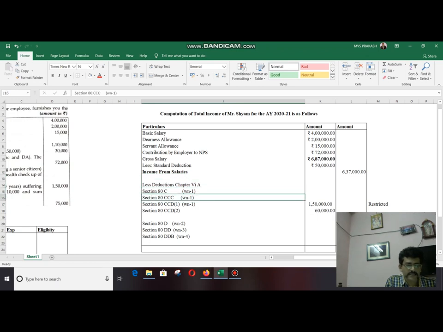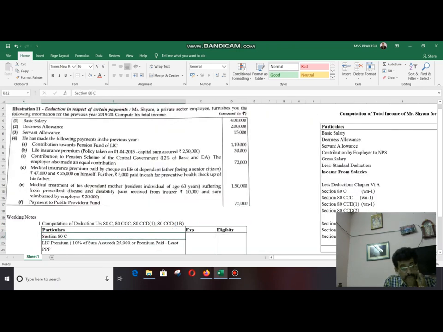80C, 80CCC, 80CCD subsection 1, if applicable, 80CCD subsection 1B. We will do this as a part of your working note number 1. Then we'll move on to working note number 2 for your 80D, working note number 3 for 80DD, working note number 4 for 80DDB.